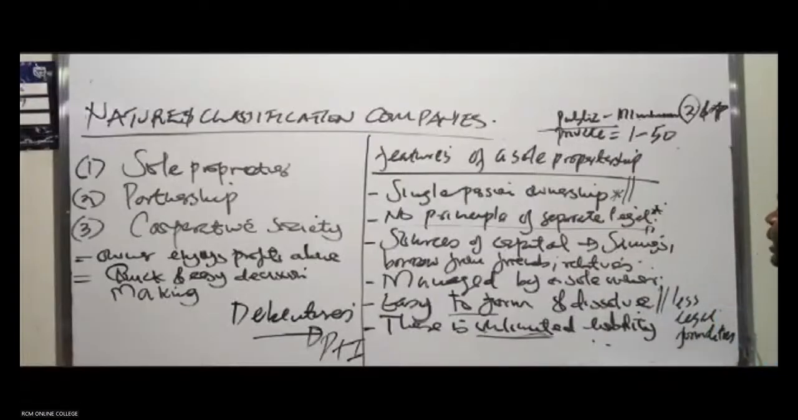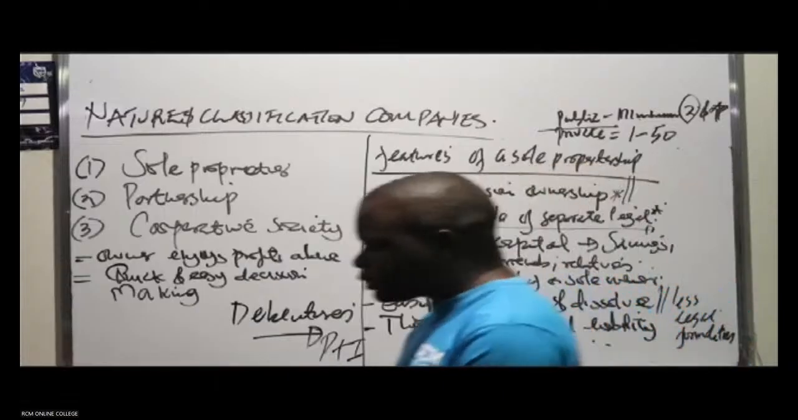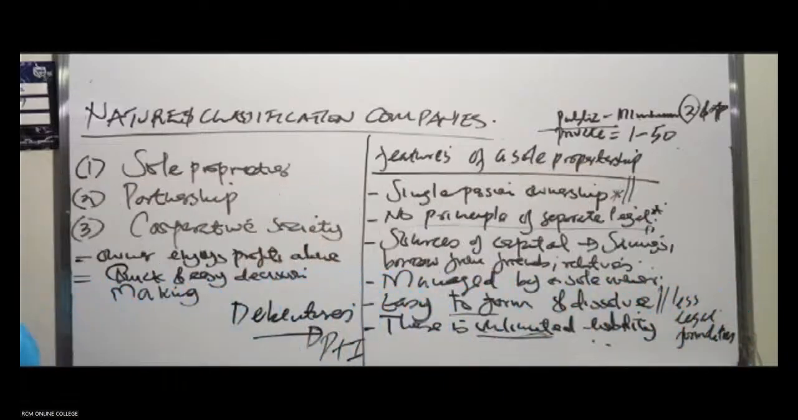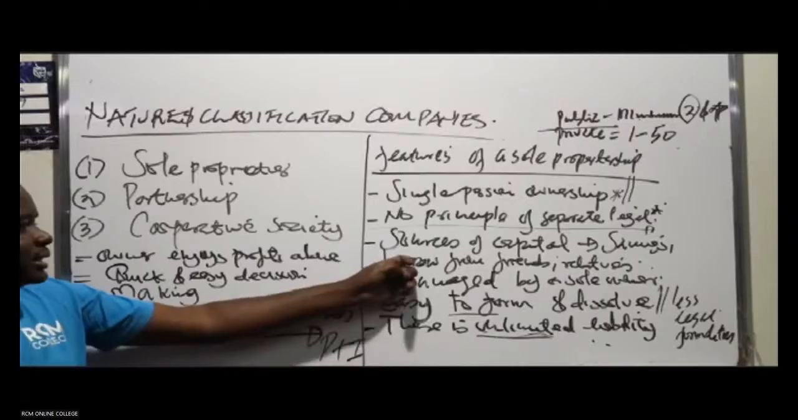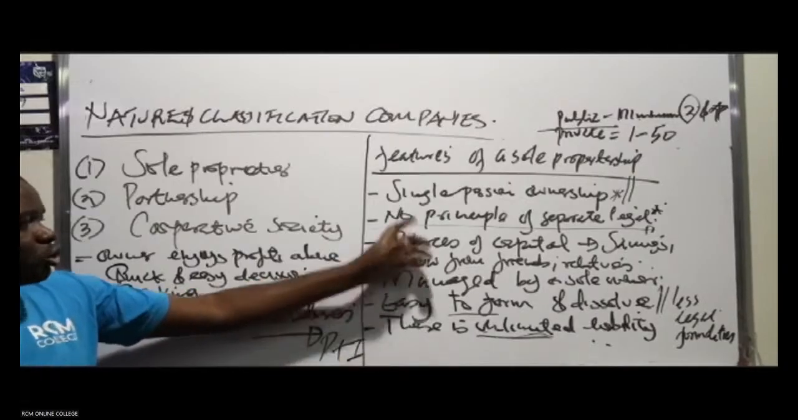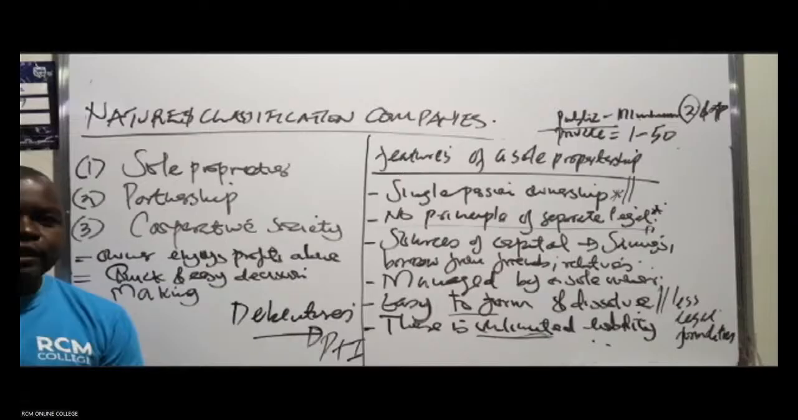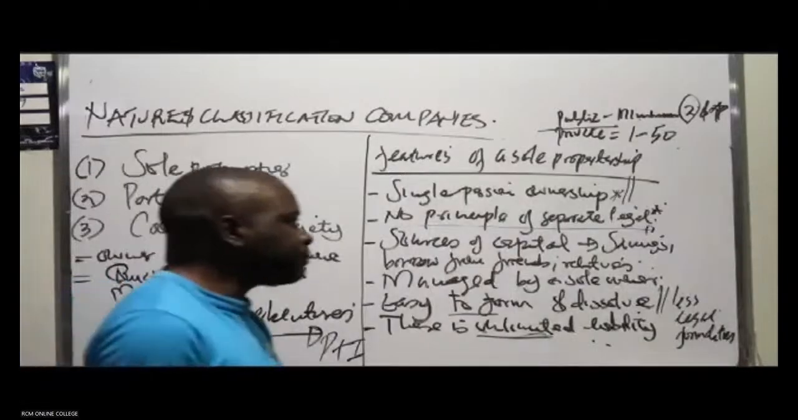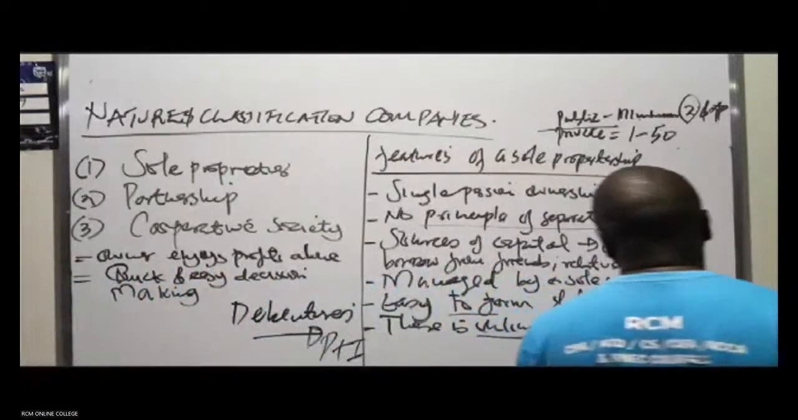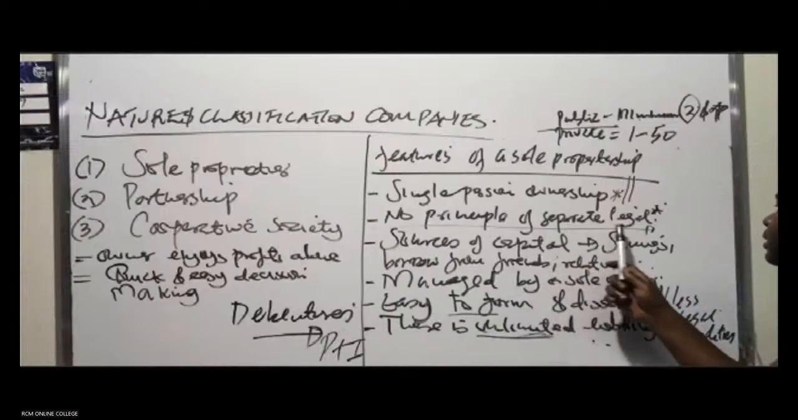When you talk about sources of capital, this is a disadvantage because you are limited in terms of capital. But in a company, there's a wider source of capital. So this happens to be a disadvantage of a sole proprietor compared to a company. On the other side, a company has an advantage: the principle of separate legal entity.